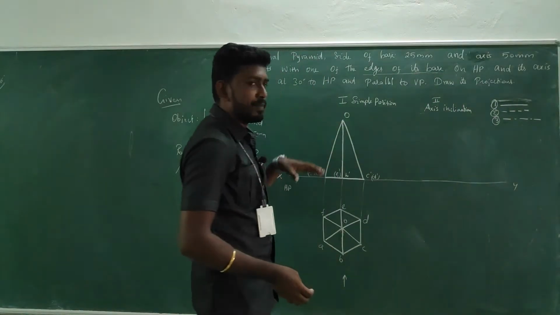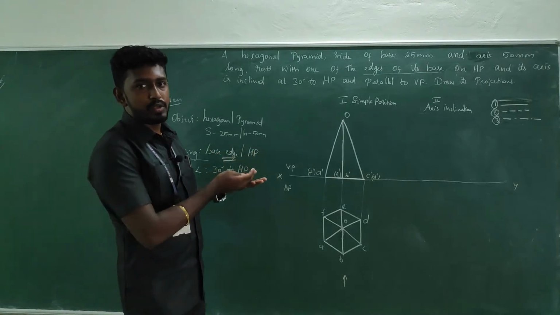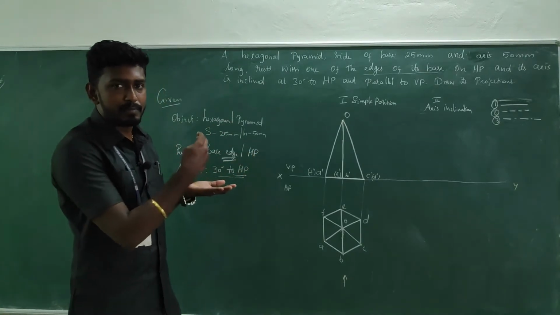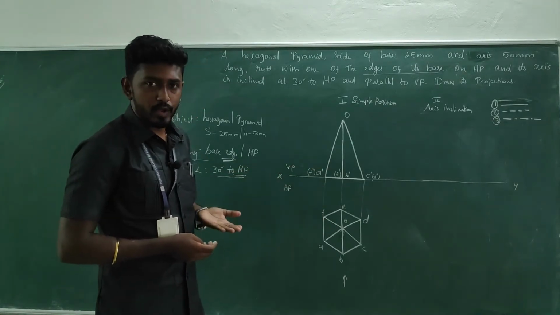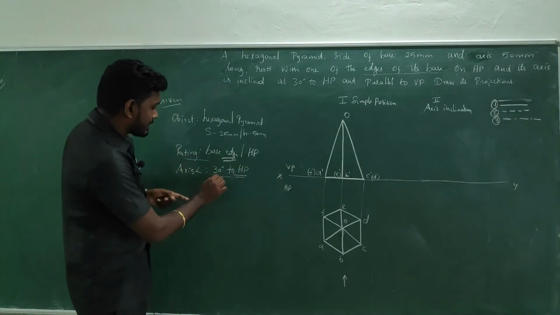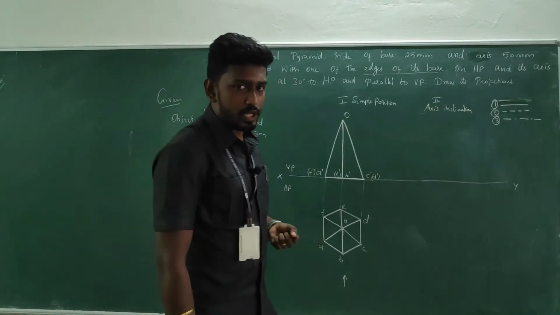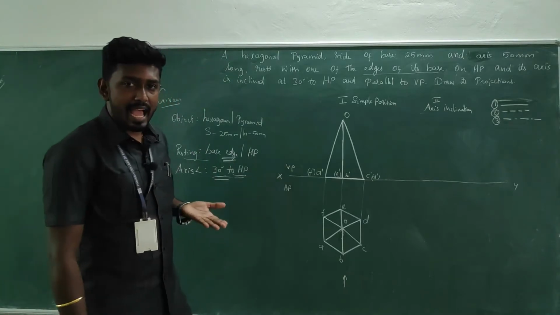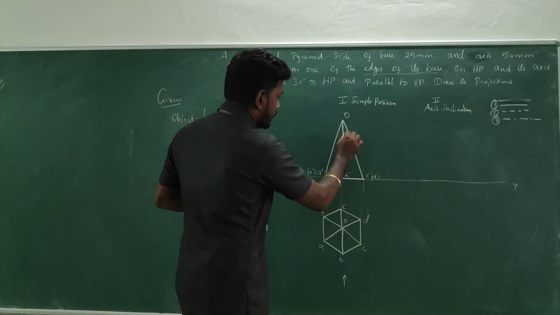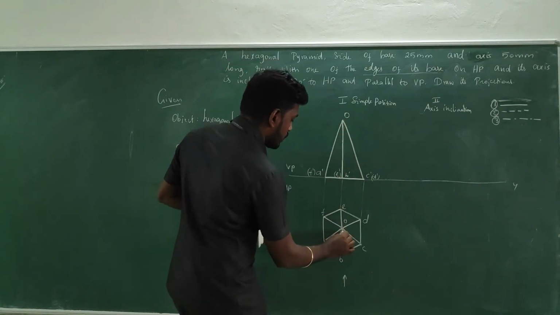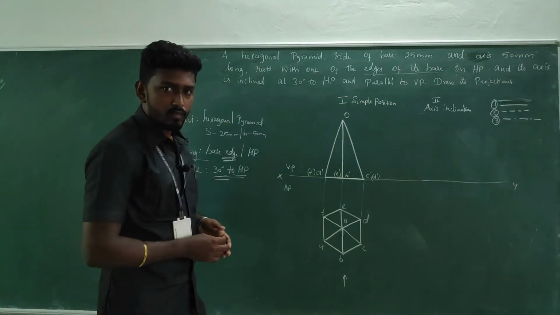Now we have completed the simple position of the hexagonal pyramid when its axis is kept perpendicular to HP. This is the top view and this is the front view. Now we are going to make the axis inclination 30 degrees to HP. In order to tilt the axis, here the axis will be passing from the O.